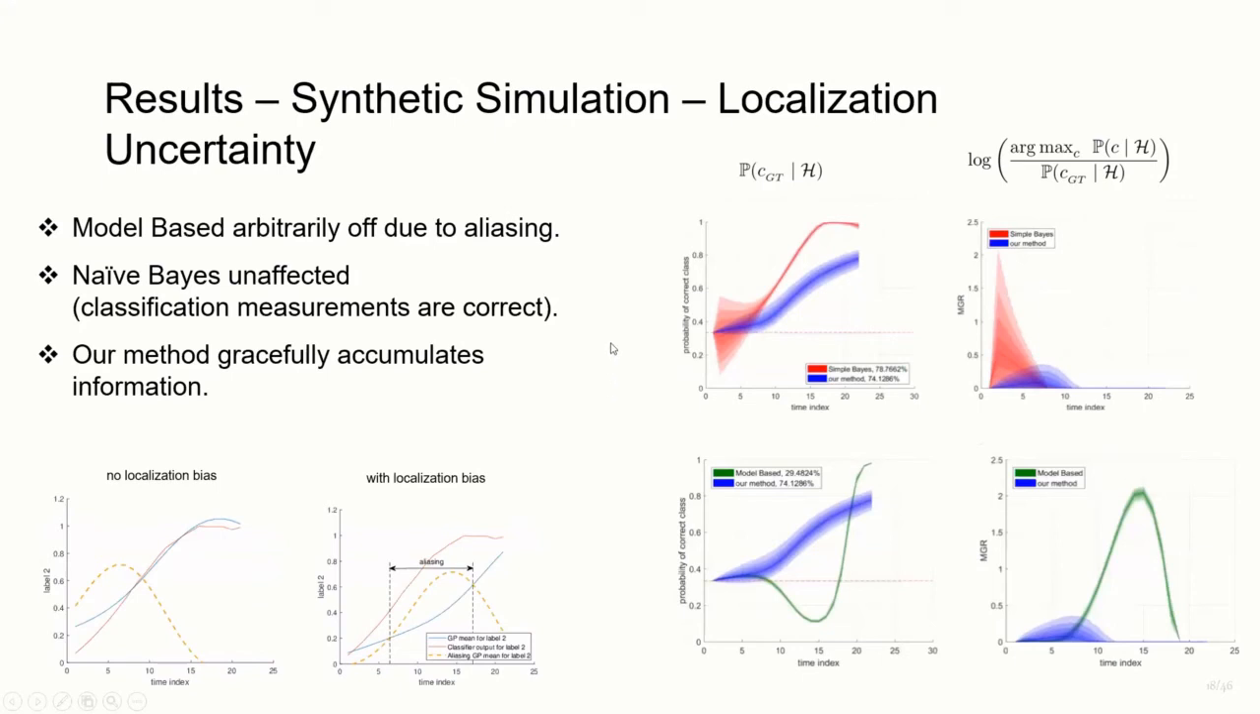For the synthetic localization uncertainty scenario, we introduced a specific localization bias, which makes the classification measurements more similar to an incorrect class. So model-based picks up the wrong class; it is fooled by that. Naive Bayes is naturally unaffected by that because it doesn't use localization. We could be affected by that, but because we account for the localization uncertainty, we are able to gracefully accumulate information.